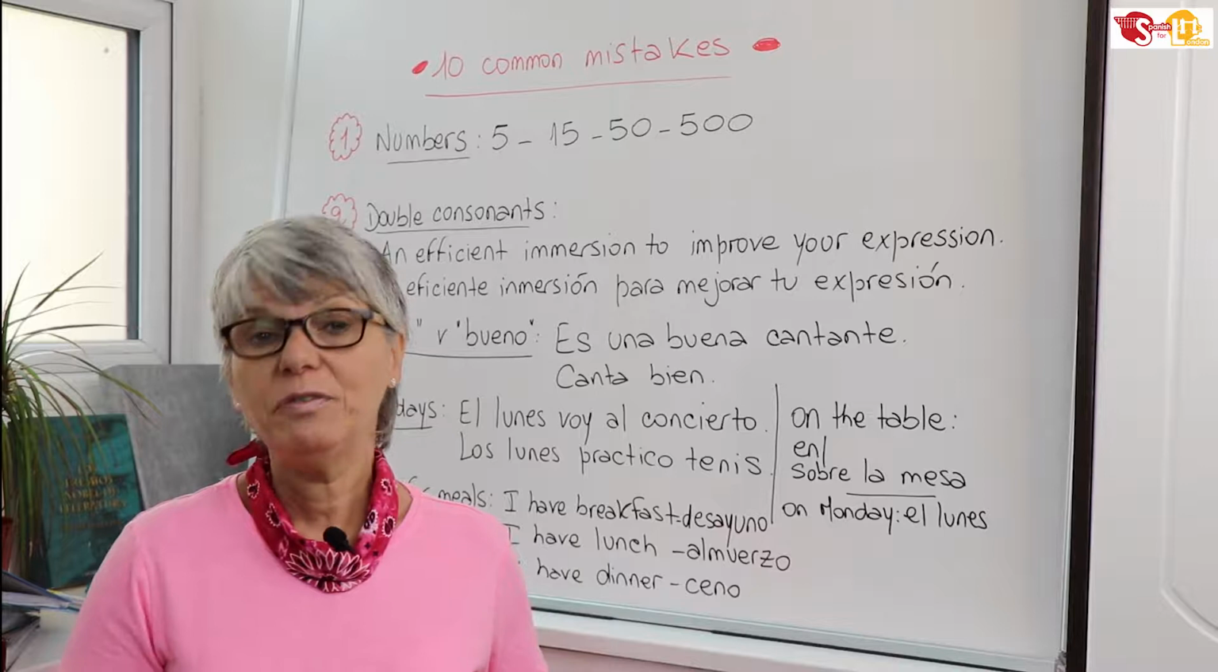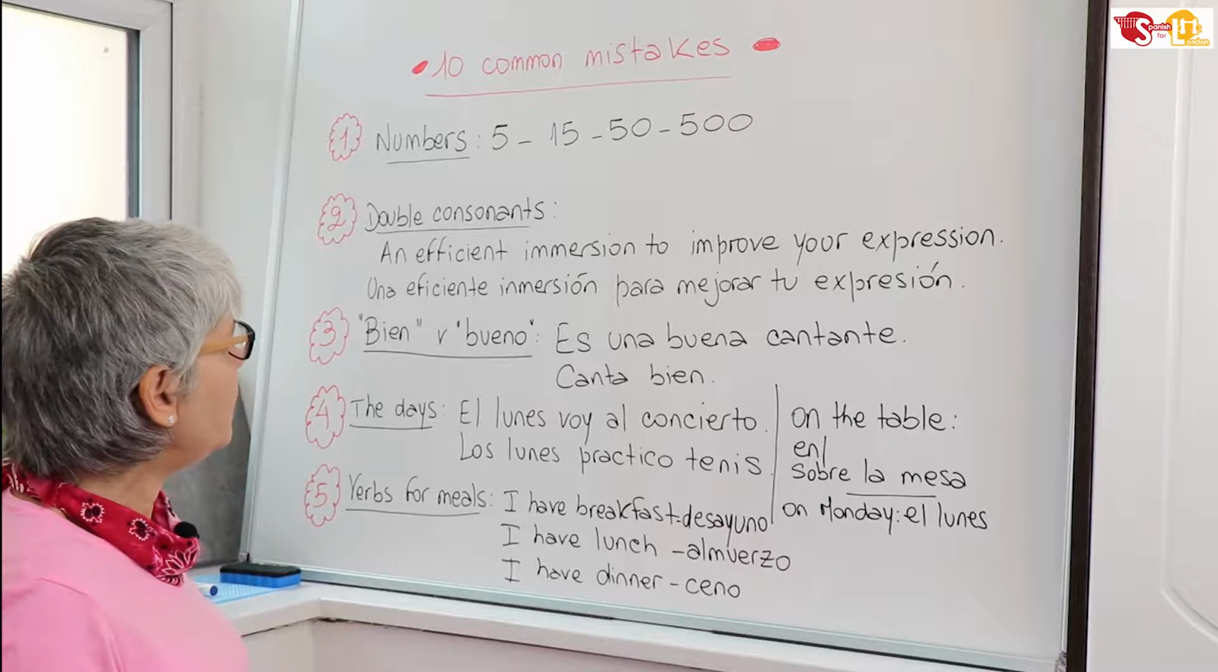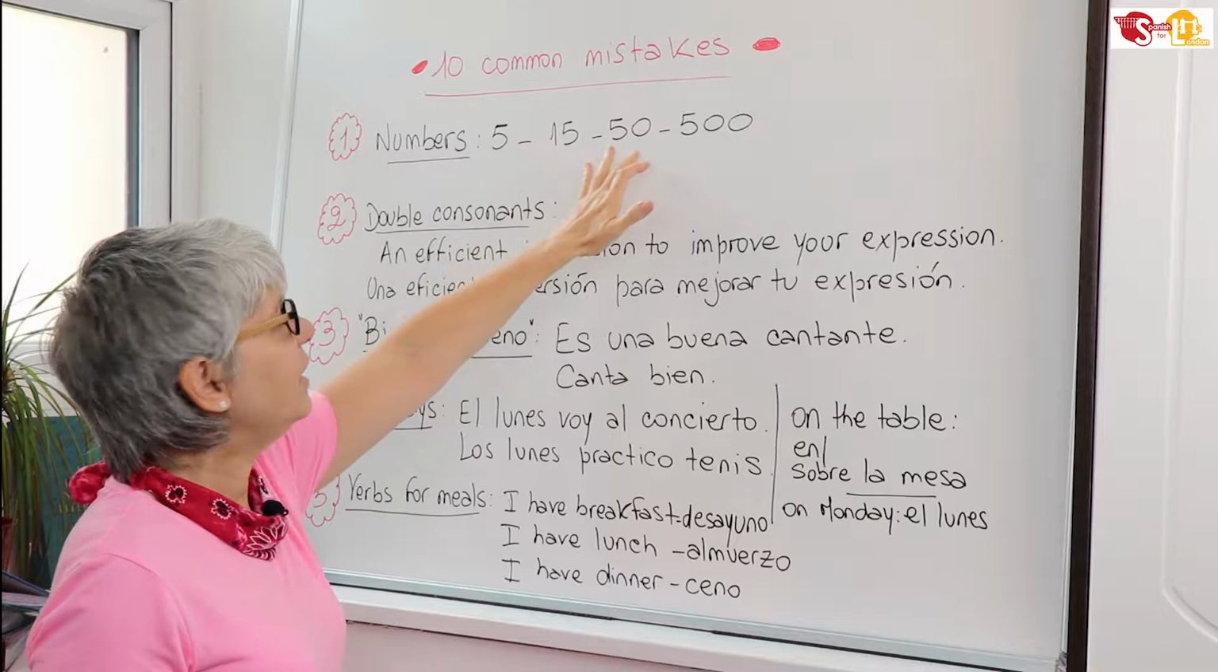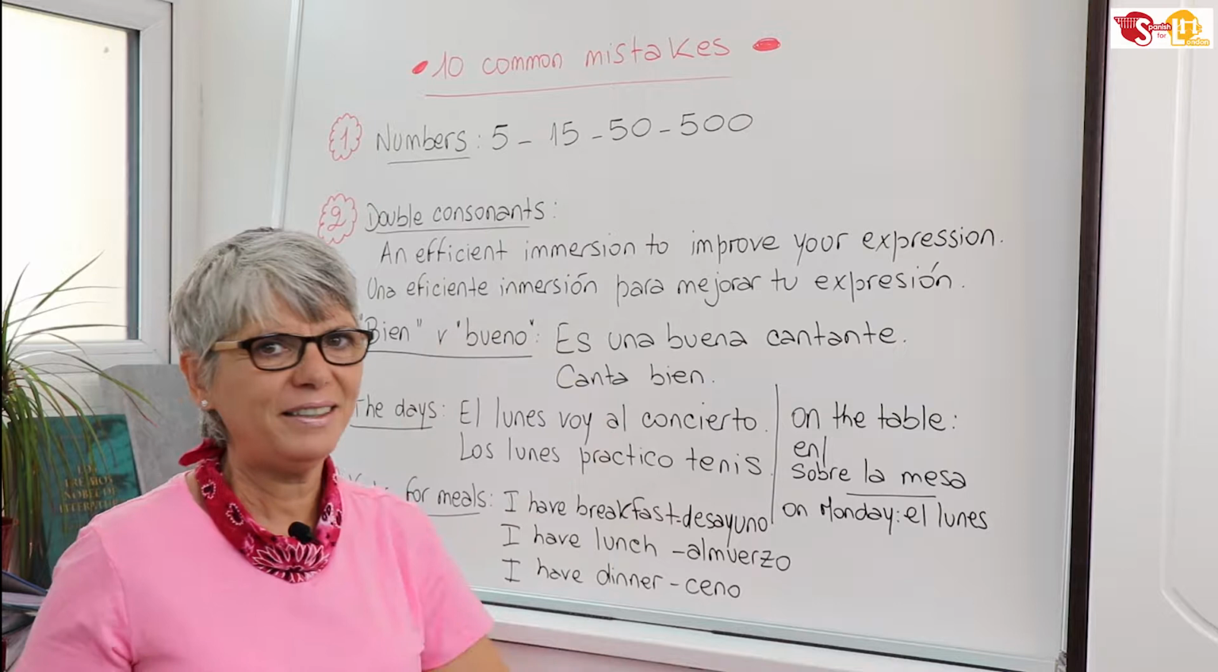Number 1. Numbers. You know that numbers are irregular, and it's very common to get confused when trying to say the numbers of 5, which are especially irregular. So please, pause the video and try to remember how to say 5, 15, 50 and 500. Do it now. Okay, let's see if you are right.